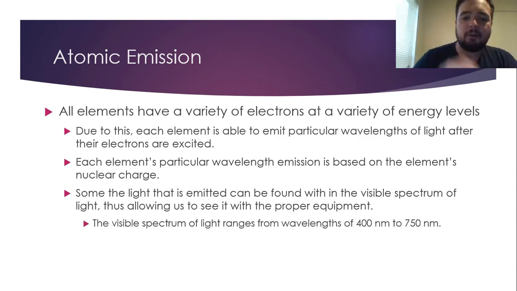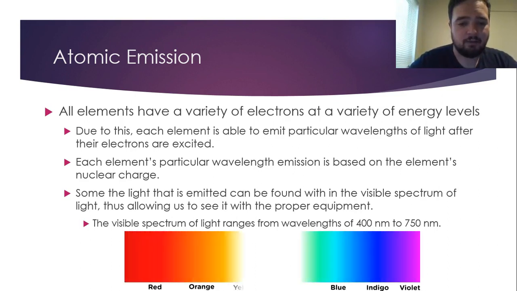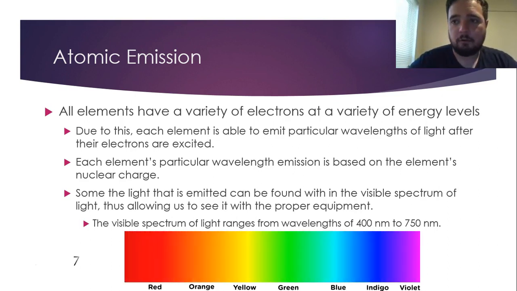So the visible spectrum of light ranges between wavelengths of 400 nanometers, so that's 400 times 10 to the negative 9th meters, and 750 nanometers, which is 750 times 10 to the negative 9th meters as well. So very, very small wavelengths of light that we can see. And we see it through our color spectrum.